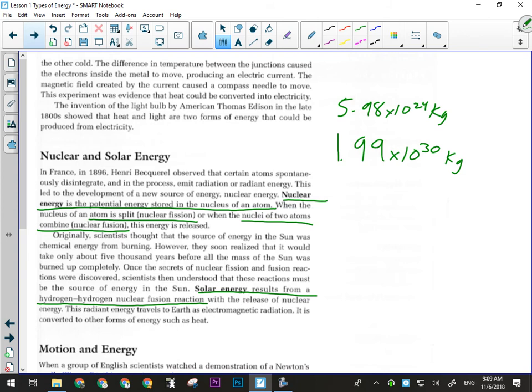All right, nuclear and solar energy. In 1896, a guy named Henri Becquerel observed that certain atoms spontaneously disintegrated, and in that process, they would emit radiation or radiant energy. They would either glow or emit heat or emit harmful, well, they didn't know at the time, but harmful particles. This led to the development of nuclear energy.